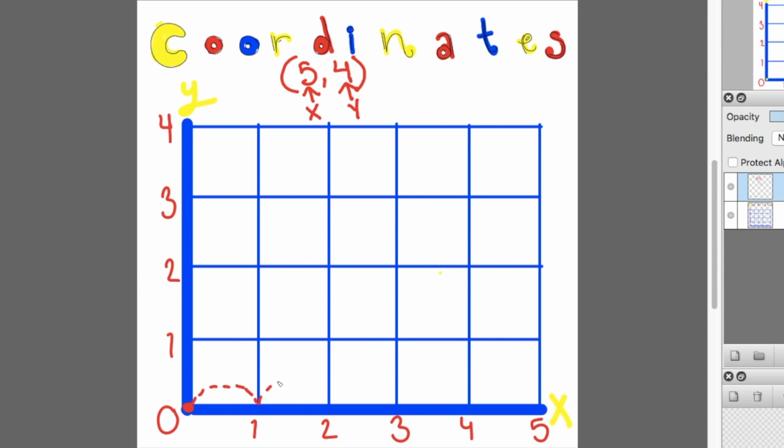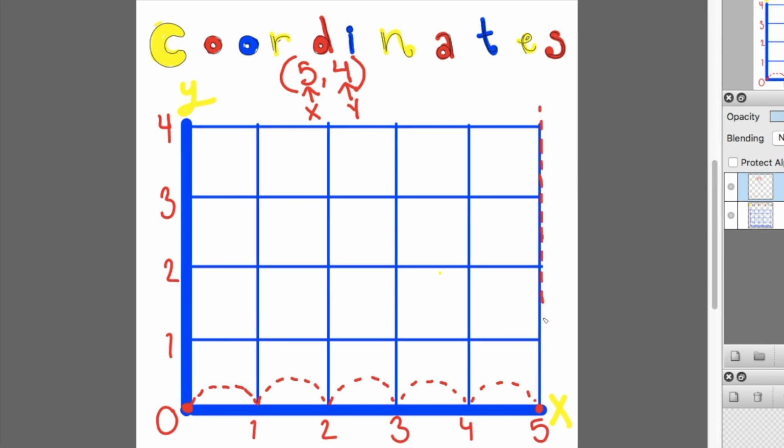1, 2, 3, 4, 5. We now know that the coordinate will be somewhere on this line because our x value is 5.